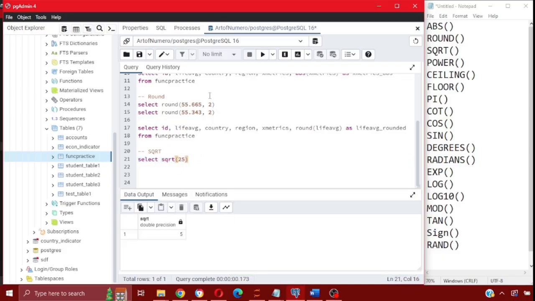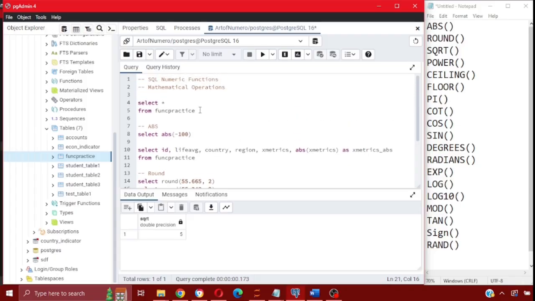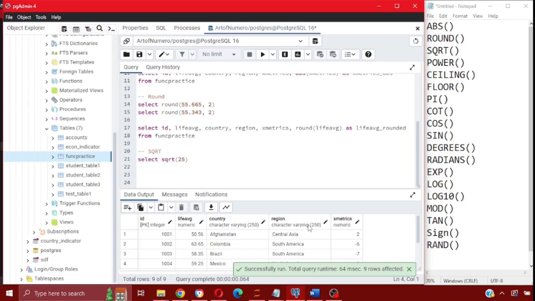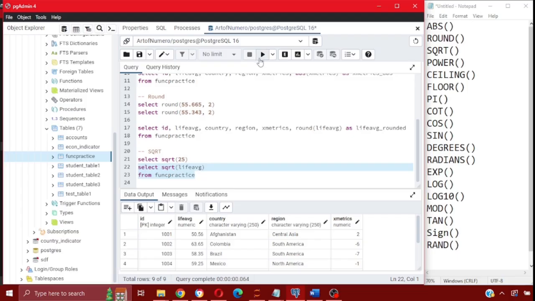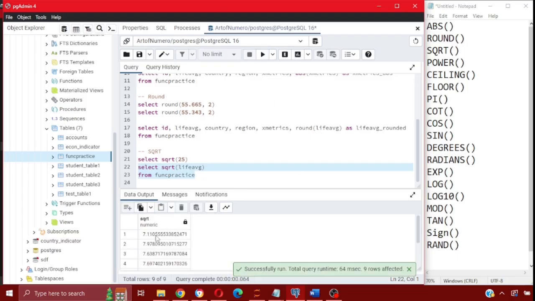You can also perform a square root on multiple values. In this case, let's say we want to perform a square root on all these live average numbers. So we're going to say select square root, live average, and then from this table func practice, and run it. And there you go. These are the square roots of the live average for all of them.